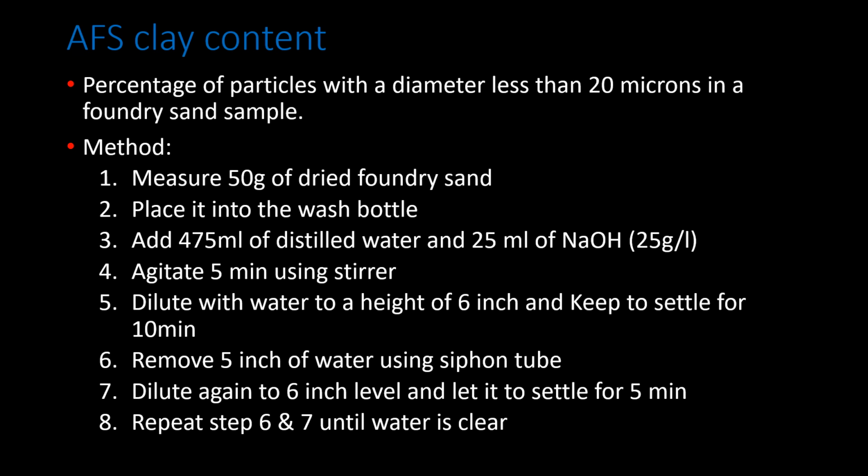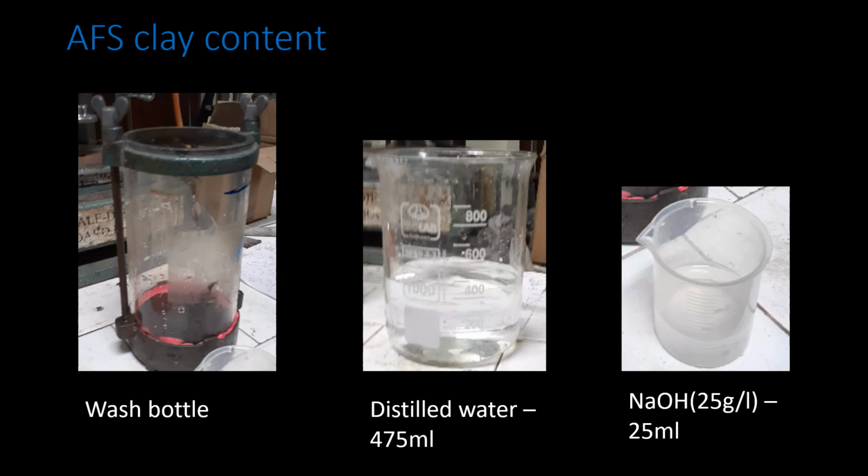Then remove 5 inch of water using a siphon tube. Dilute again to the 6 inch level and let it settle for 5 minutes. You should repeat these steps until the water is clear. Here you can see the wash bottle, measured distilled water and NaOH.